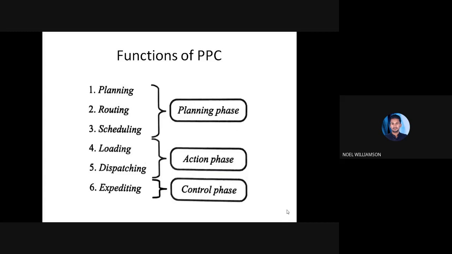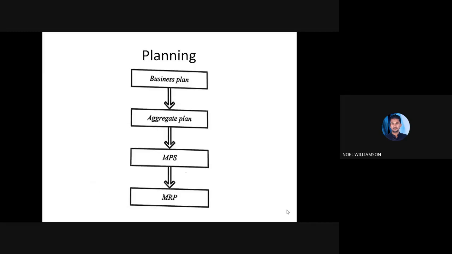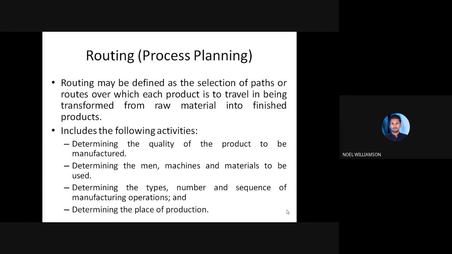In that planning phase, the first one we have discussed, that is planning. Now we'll go to the routing, scheduling, loading, dispatching, expediting, etc. First of all, in the planning, we have subdivisions, that is business plan, aggregate plan, master production schedule, material requirement planning, etc. And we have discussed that. Now we'll move to routing.